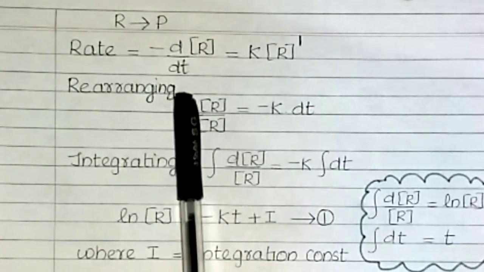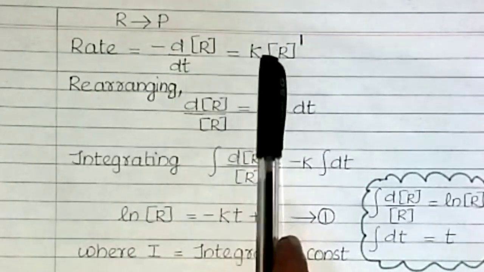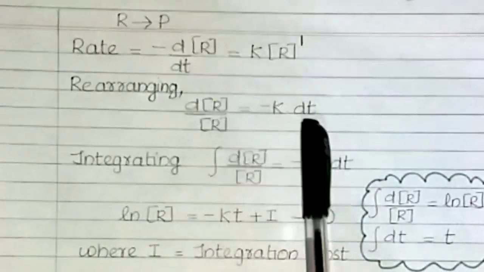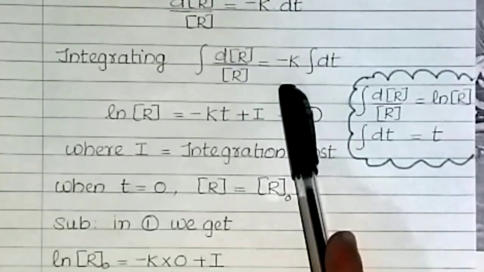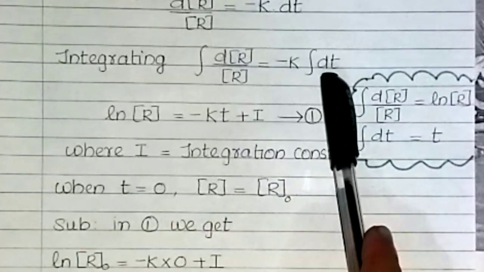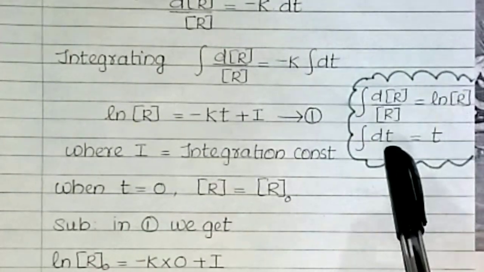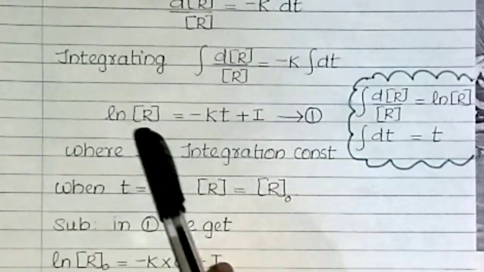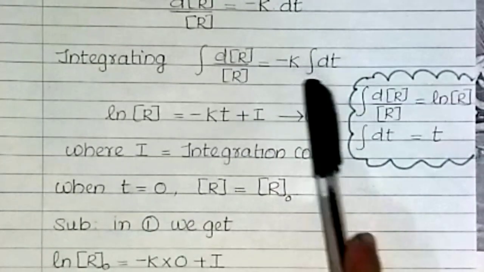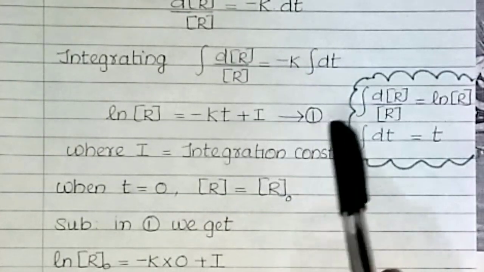Rearranging the equation, d[R]/[R] = -k dt. Then integrating this equation, the integral of d[R]/[R] equals -k, taken outside because it is a constant, times the integral of dt. The integral of d[R]/[R] is ln[R], and the integral of dt is t. So ln[R] = -kt + I, where I is the integration constant. This is equation 1.